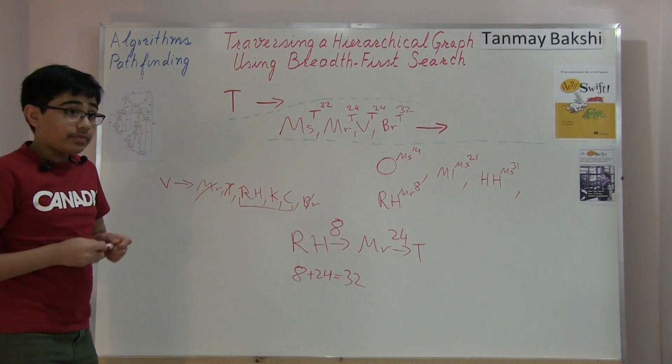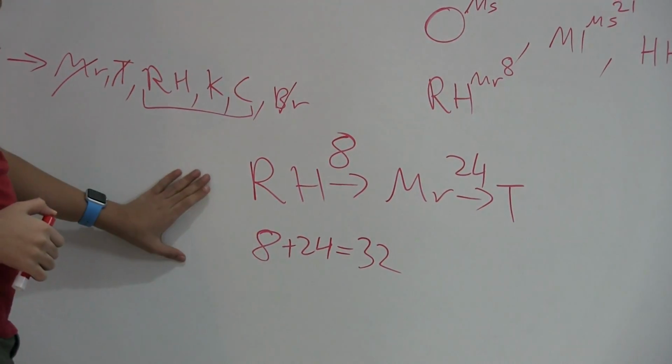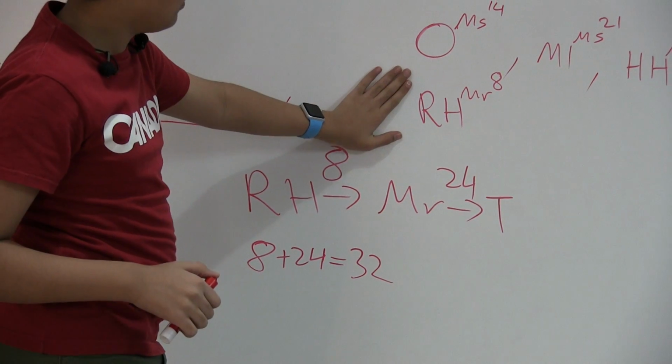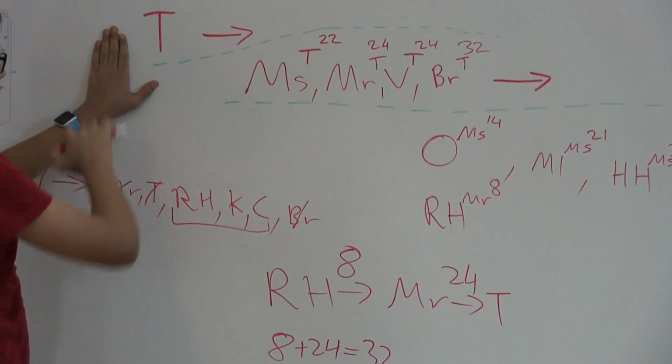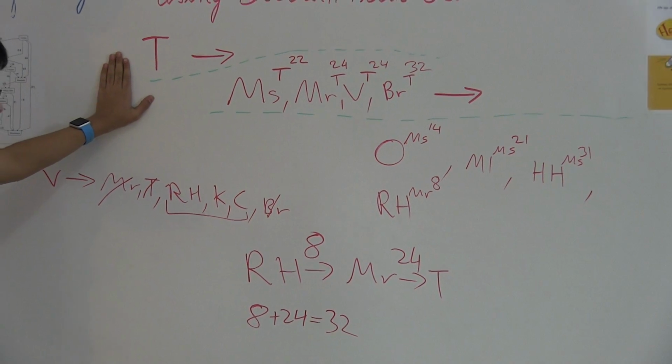All right. So we've got 8 plus 24, that's 32. So in total, from Richmond Hill to Toronto, using these superscripts, as you can see, that's a 32 kilometer distance.